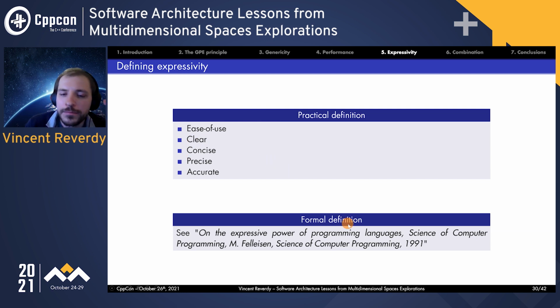So as I said before, physicists would like to have something that is very close to what they would write on a piece of paper. And good software architecture should try to match what the users are expecting. Having a formal definition of what expressivity means is actually far more complicated. One can be found in the publication on the expressive power of programming languages by Felleisen, published in 1991, but it's far more complicated than the practical definition.